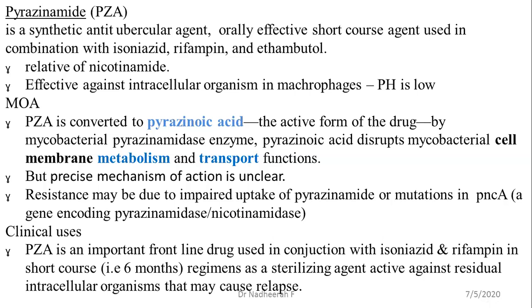Clinical uses. Pyrazinamide is an important frontline or first-line drug used in combination with isoniazid and rifampin in short course, I mean 6-month regimens, as a sterilizing agent active against residual intracellular organisms that may cause relapse.